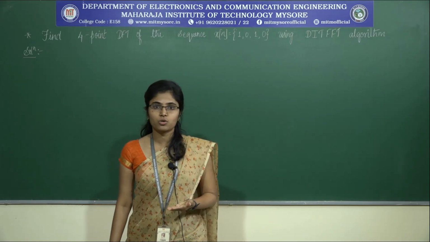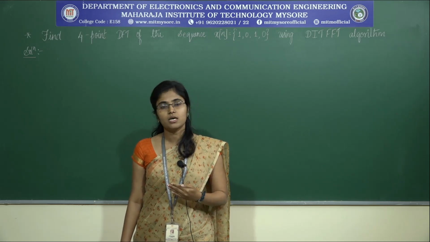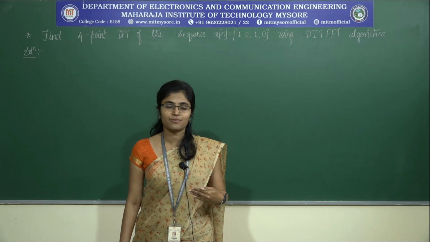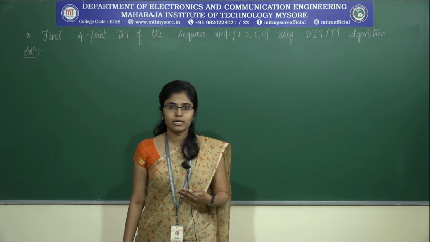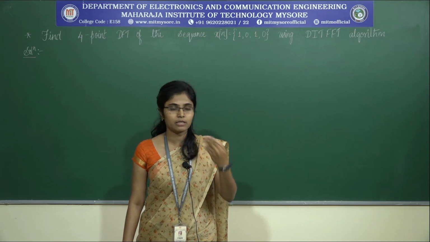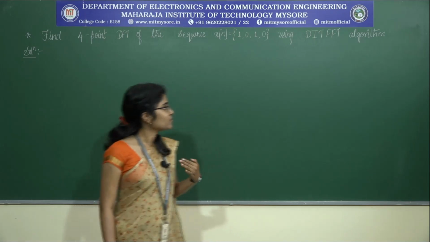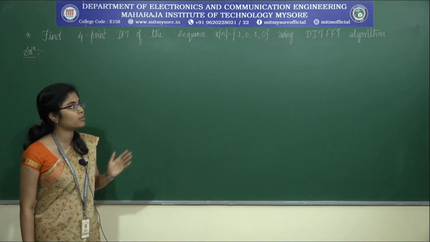In the previous class, we saw the introduction to FFT and how FFT came into existence. Then we saw what is radix 2. In radix 2, the first classification is DIT FFT. We saw the derivation related to DIT FFT, that is, how we divide the given input sequence by using the divide and conquer approach. Now let us start finding the DFT for the given sequence with the help of the DIT FFT algorithm.